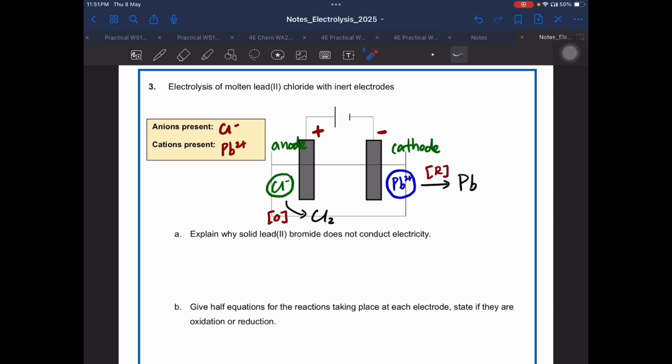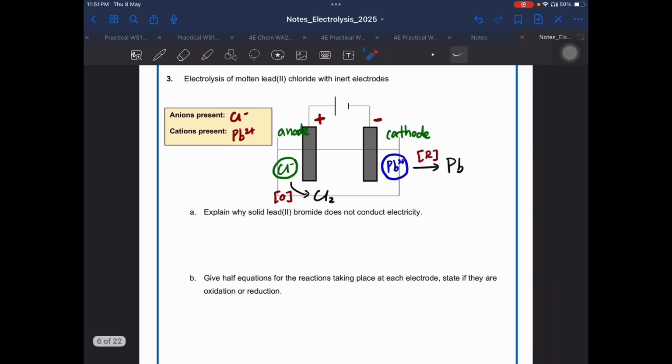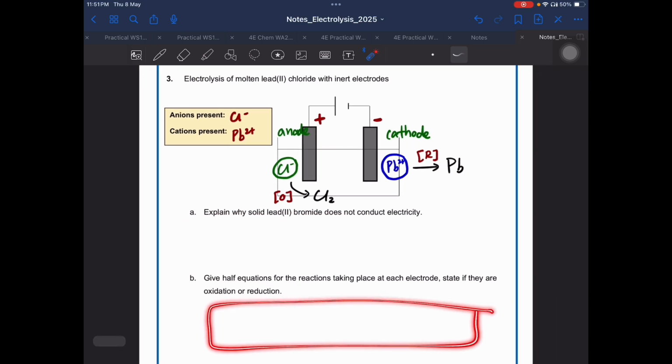You start off first by knowing where the ions go. Then you ask yourself, what will this ion react to become, right? It usually just becomes the element. So you realize that if it's lead 2 plus, then it must be reduced. But because chloride is a negative charge, to become the element, it's actually a form of oxidation. Okay, so for part A, please answer yourself. I'll focus on part B in terms of the electrode, right?